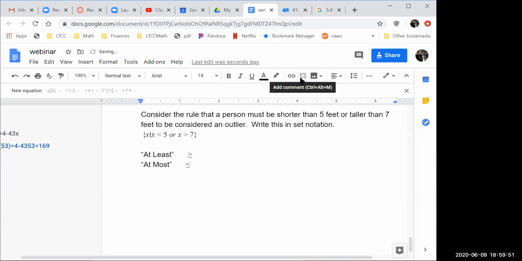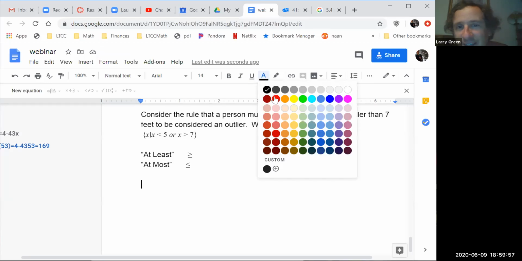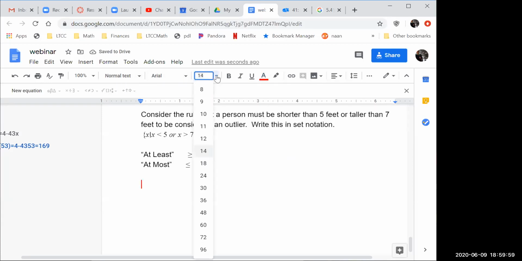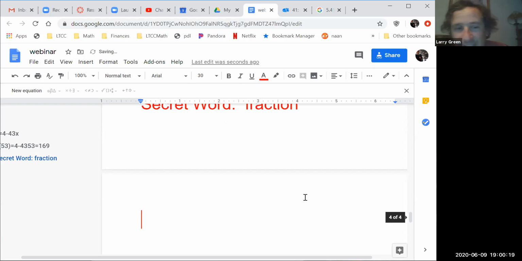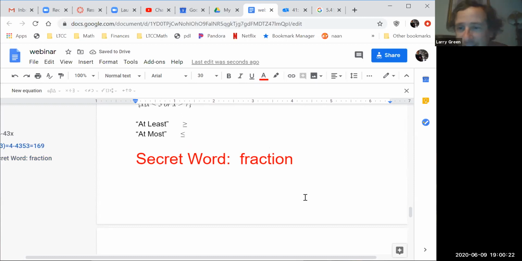Okay, so the last word of the day. Any guess? It's a secret word. I try to end around 7 and it's 7 o'clock. And the secret word is fraction. Fraction because when you're doing the slopes, that's the fraction rise over run. So that's why I figured it kind of works, but you probably would have never guessed it had you not watched the webinar.